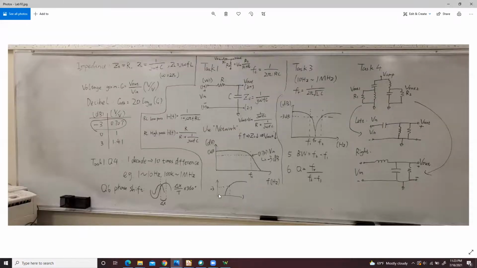So when the frequency is low, the signal cannot pass through. When the frequency is high, the signal can pass through the circuit.